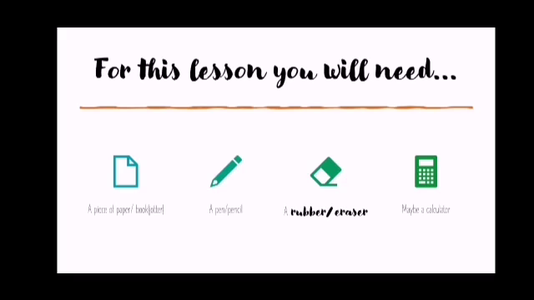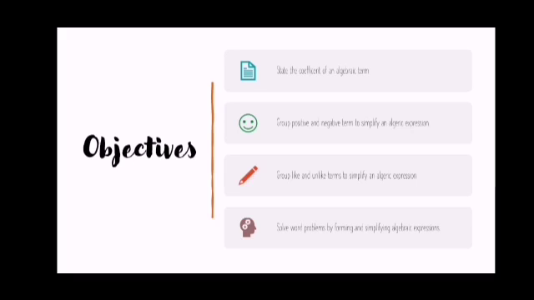So for this lesson you will need a piece of paper, a book or a jotter, a pen or a pencil, a rubber or eraser, which is the same thing, or maybe a calculator, but I don't think you really need a calculator for this lesson. So these are the objectives, but we are only going to do the first objective because we are just going to be going step by step until we finish Algebra. Our objective for today is to state the coefficients of an algebraic term. The other one will follow later.